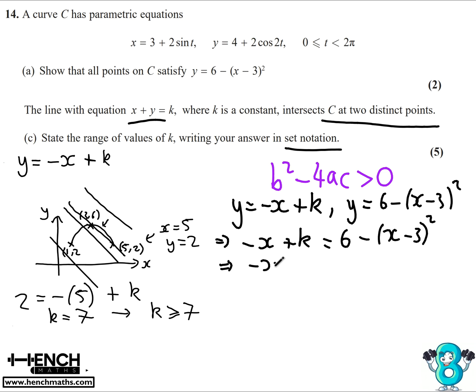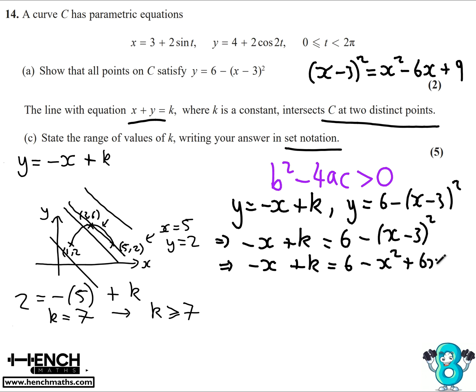I'm going to multiply out the brackets. We get negative x plus k equals 6, and multiplying out, (x minus 3) squared equals x squared subtract 6x plus 9. So we're going to get subtract x squared plus 6x subtract 9. I'm going to bring this all over to one side. We want our quadratic equal to 0, so I'm going to get positive x squared, negative 7x, and then plus k, 6 subtract 9, so plus 3 equals 0.